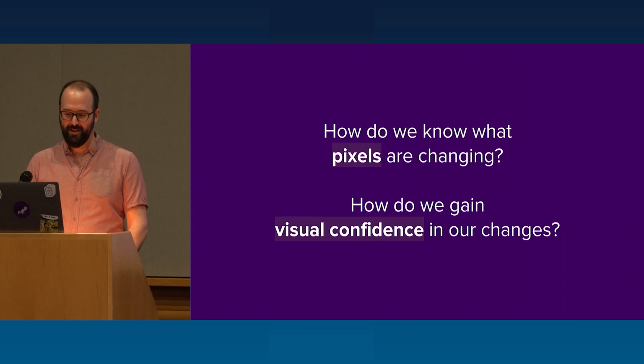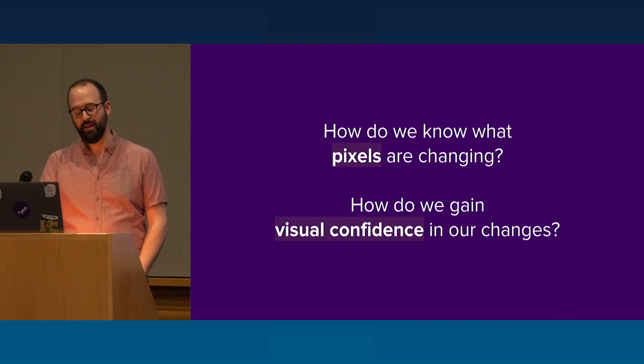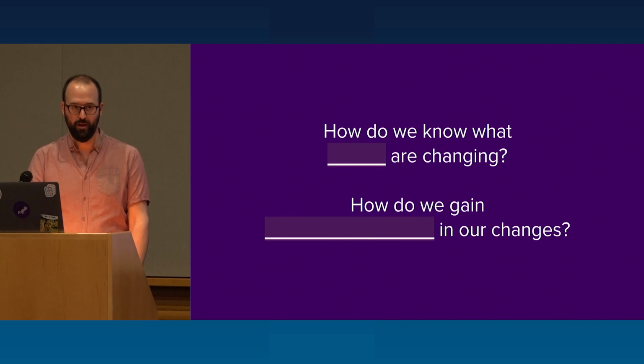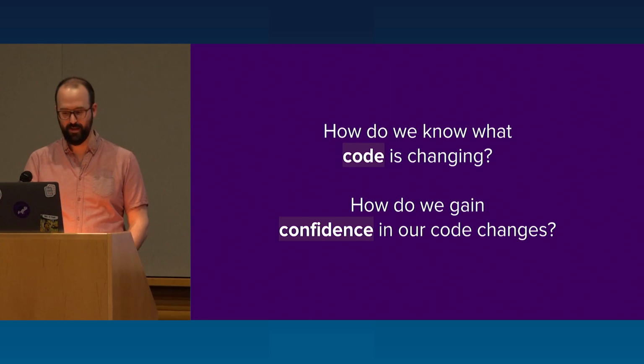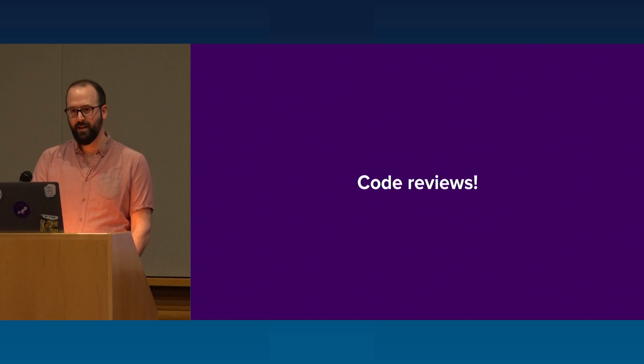So let's go back to our questions: how do we know what pixels are changing, and how can we get confidence in our changes overall? I started thinking about this in terms of how we do this with our code right now. How are we getting confidence in our code processes? It seems kind of obvious in retrospect, but this is kind of like code reviews.